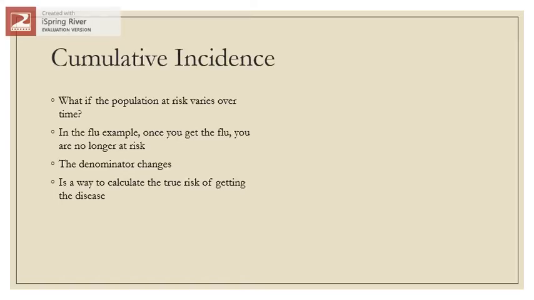This is essentially when the denominator changes. The number of people at risk of flu or whatever is changing. We do this because it gets at a more accurate picture of the true risk of developing flu. So here's a different example.